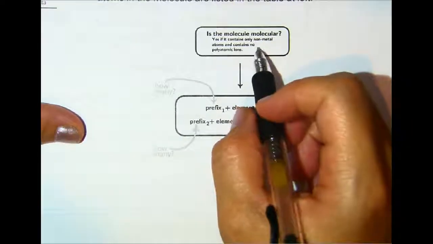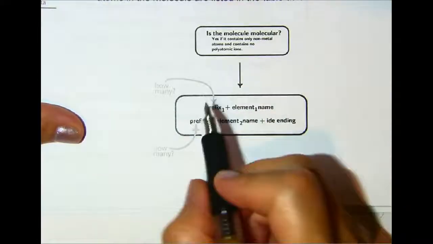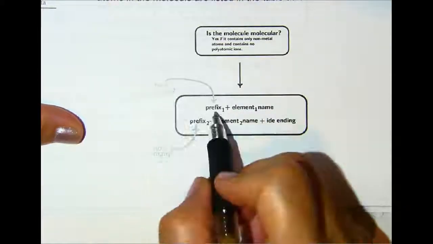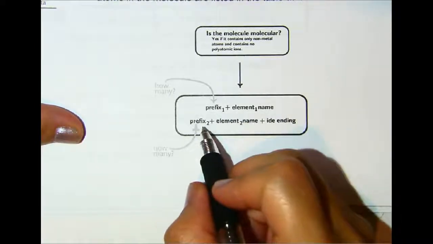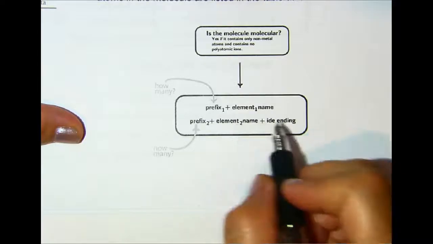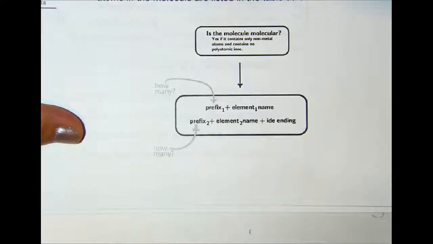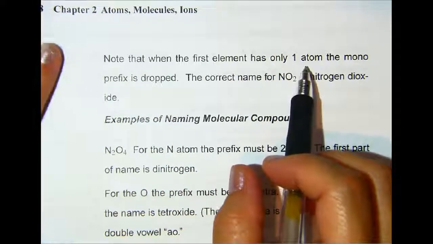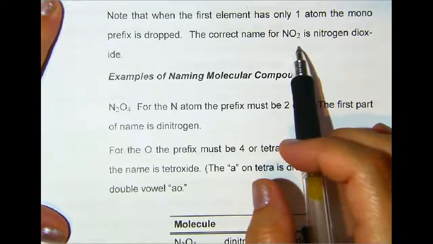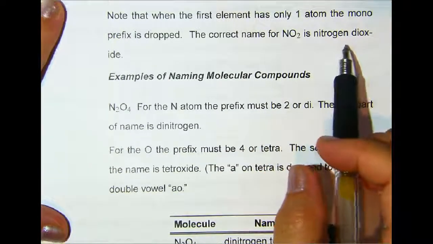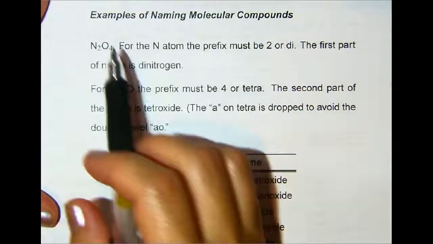Okay, so first, is the molecule molecular? If yes, then it contains only nonmetal atoms and contains no polyatomic ions. So the prefix tells you how many plus the element's name, and then you'll follow that with another prefix and the element's name, and then end it with "ide" in order to complete the name of a molecular compound. Note that when the first element has only 1 atom, the mono prefix is dropped. The correct name for NO2, for example, is nitrogen dioxide, not mononitrogen dioxide.